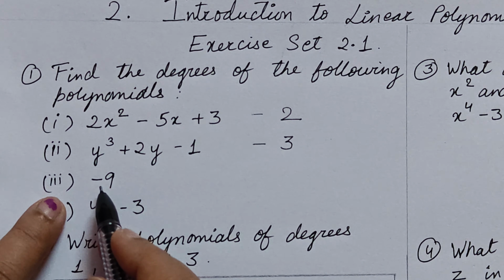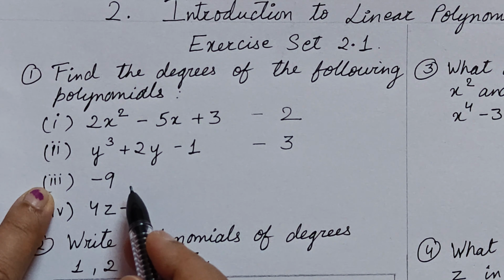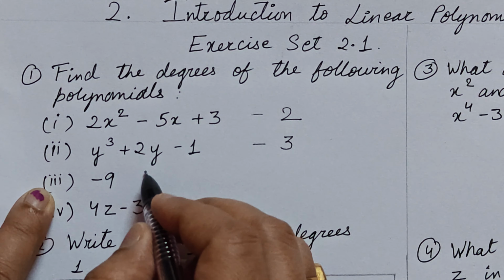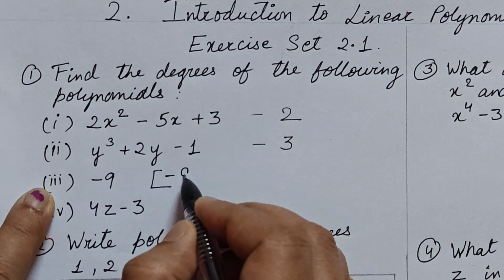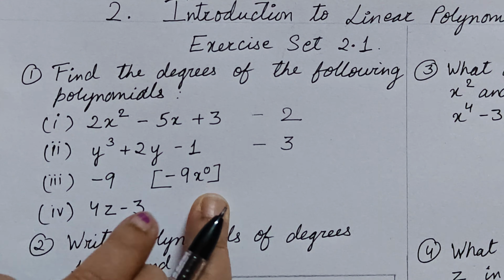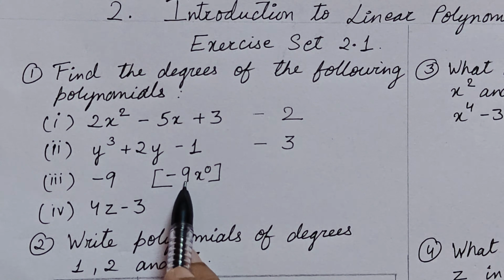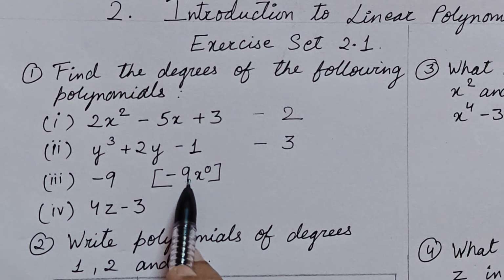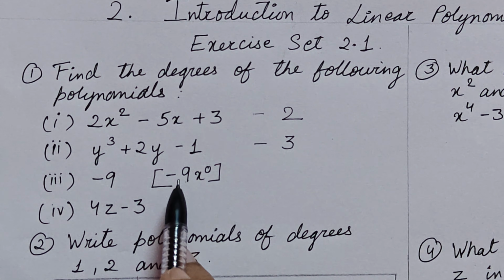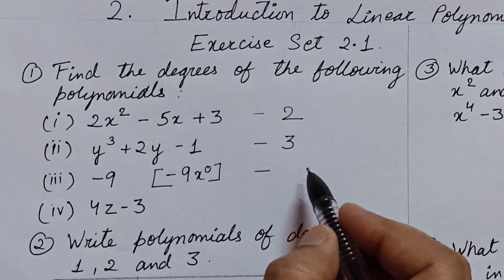Here you can see third expression, there is no variable. No variable means the variable has power 0. I can explain this by writing minus 9 x raised to 0. I can write this because x raised to 0 is 1, so 1 into 9 is 9, and with the sign it is minus 9. So we can say the degree of the polynomial is 0.